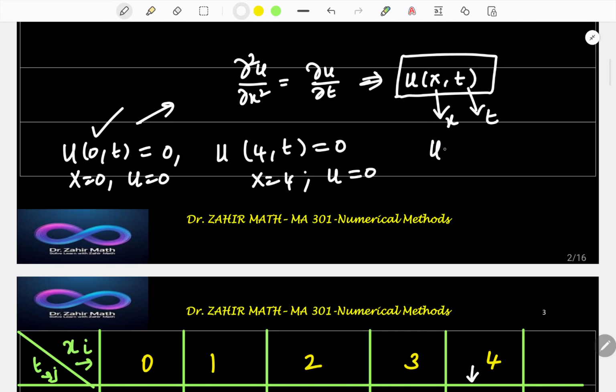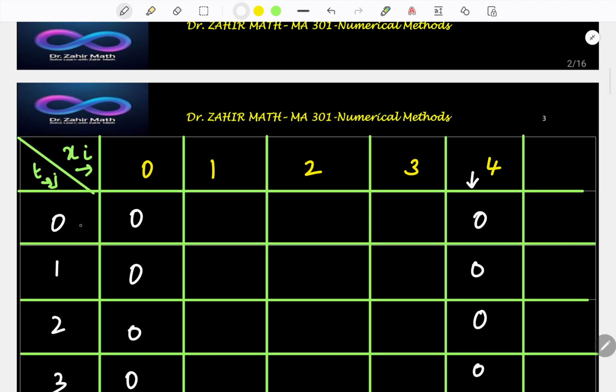Next condition is what? Initial condition. What is initial condition? Dou u by dou t, or you can say u of x comma 0. Sorry, not dou u by dou t, that is initial velocity. But here the temperature with initial condition, right? So the condition is u of x comma 0 is equal to x into 4 minus x. It means at t equal to 0. So this is the row, t is equal to 0.